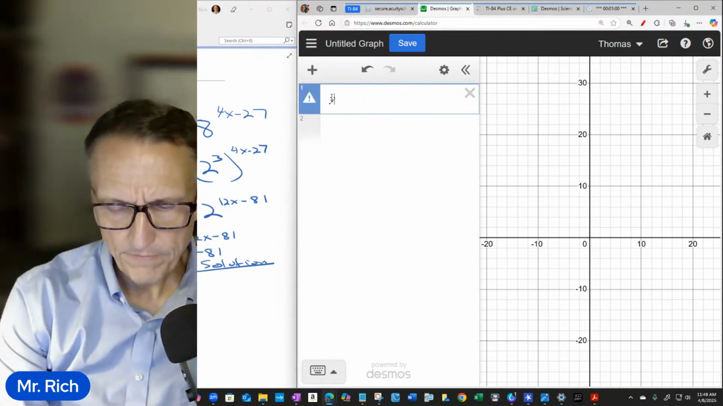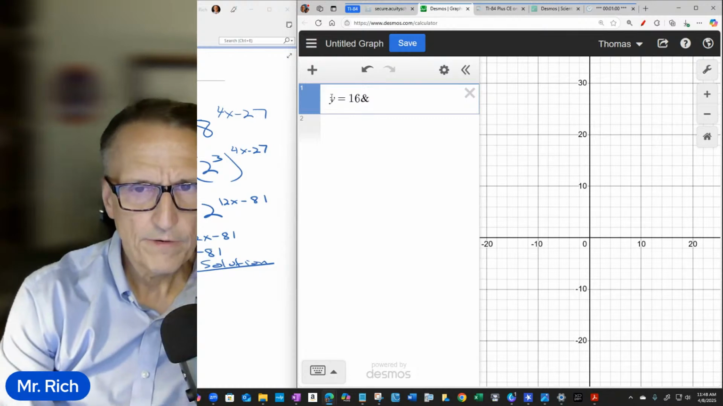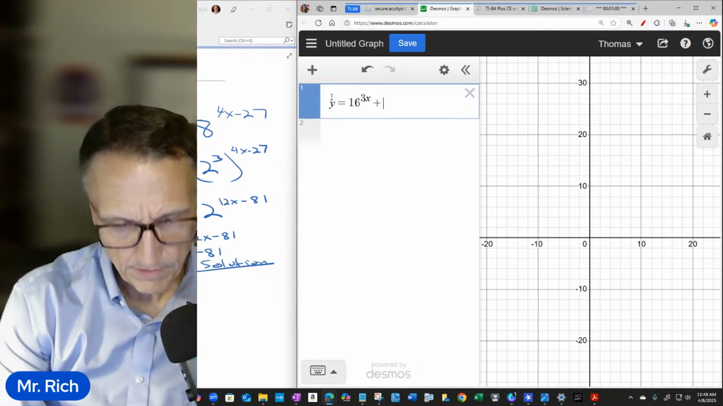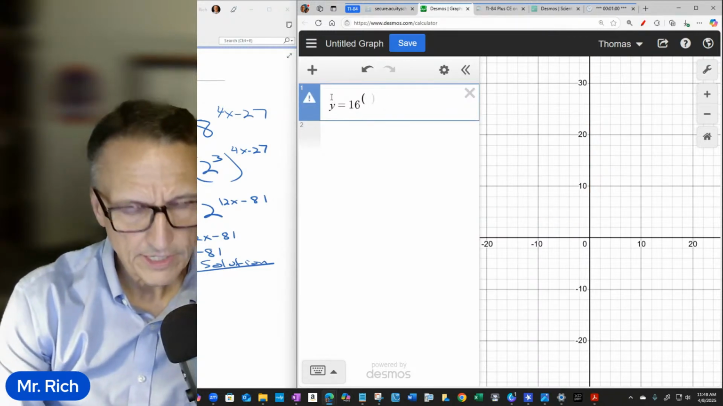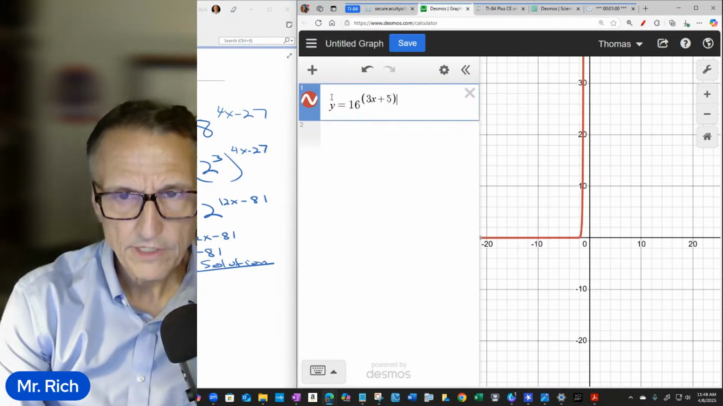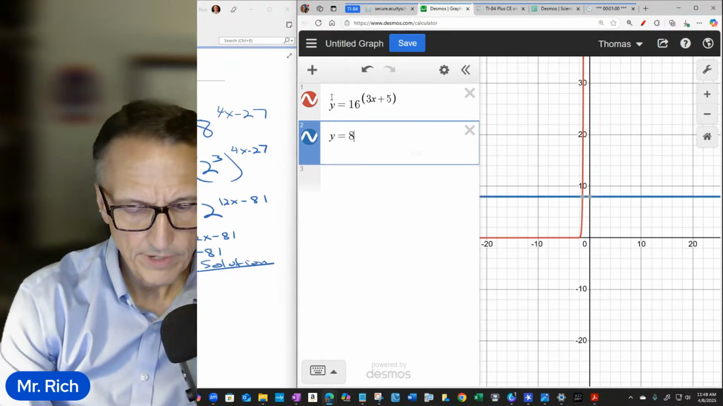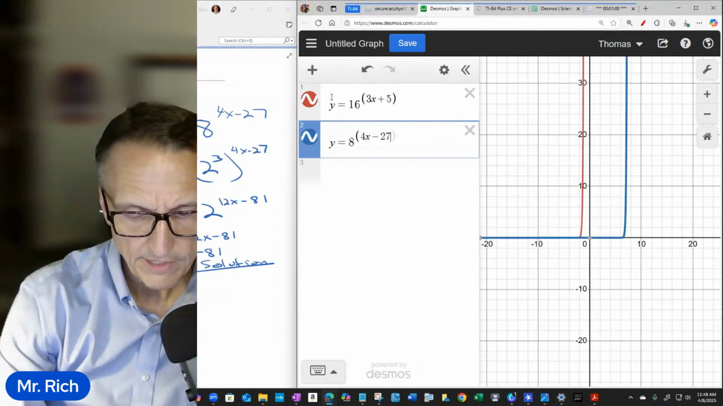What I'm going to do here in Desmos is graph the exponential, 16 raised to the 3x plus 5. To get that exponent to stick, I think I need to put that in parentheses. And then I will graph the right-hand side of the equation, so that's going to be 8 raised to the 4x minus 27.